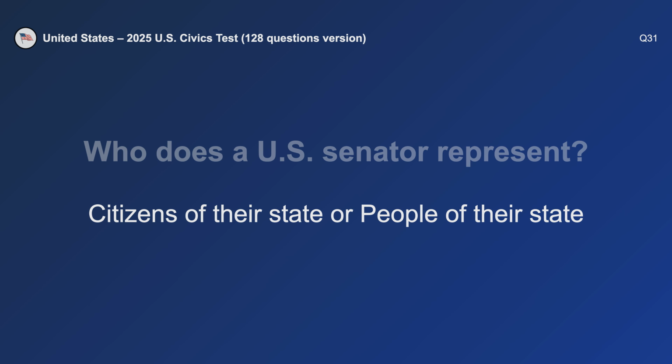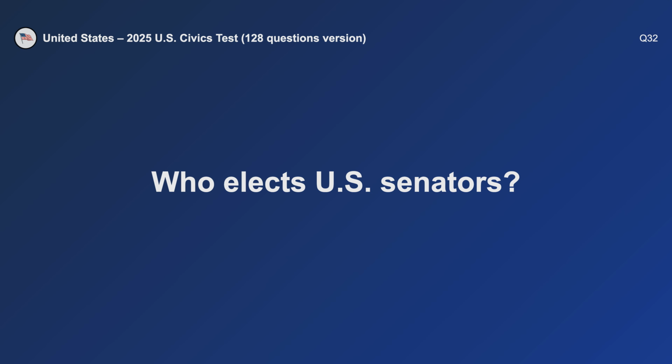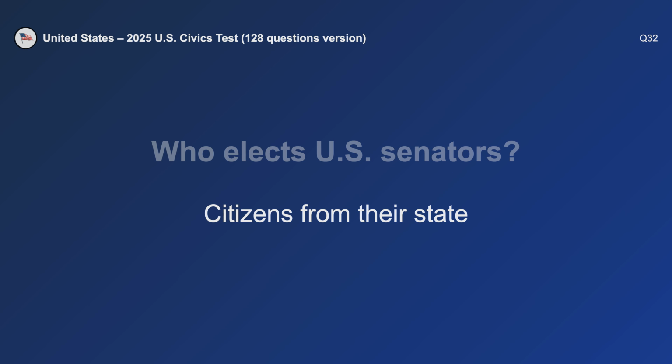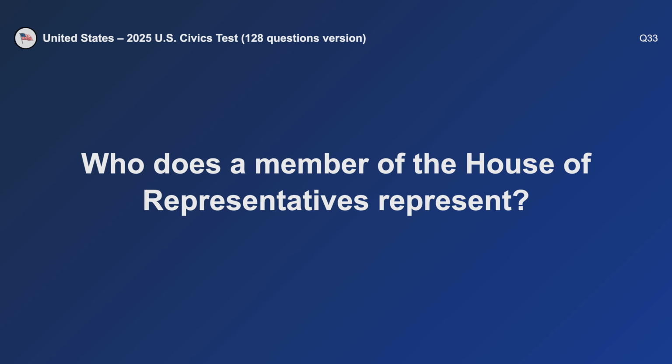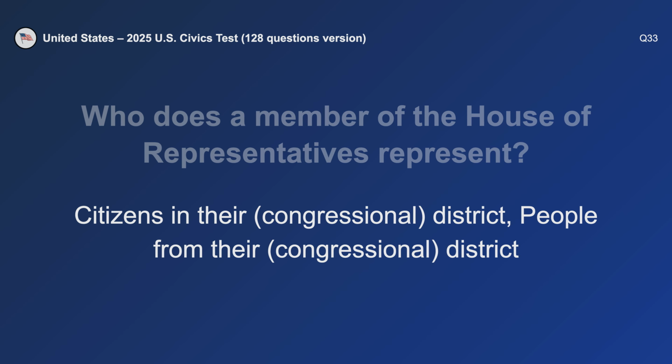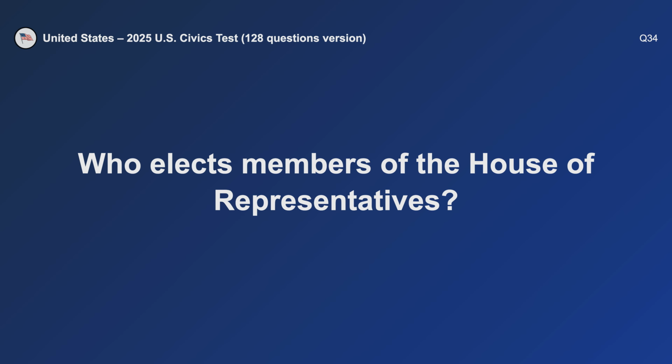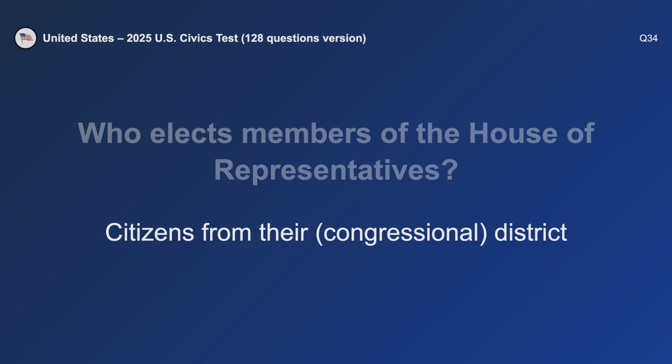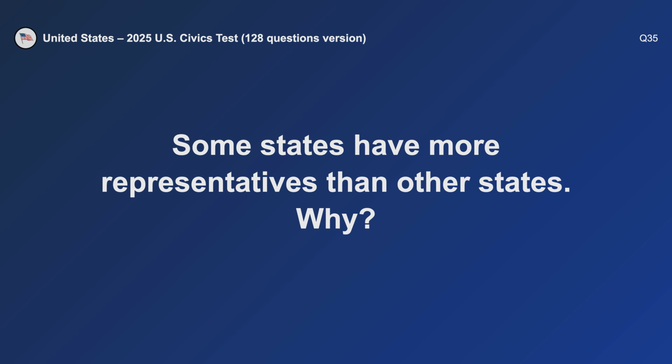Citizens of their state. Who elects U.S. senators? Citizens from their state. Who does a member of the House of Representatives represent? Citizens in their district. Who elects members of the House of Representatives? Citizens from their congressional district. Some states have more representatives than other states. Why?